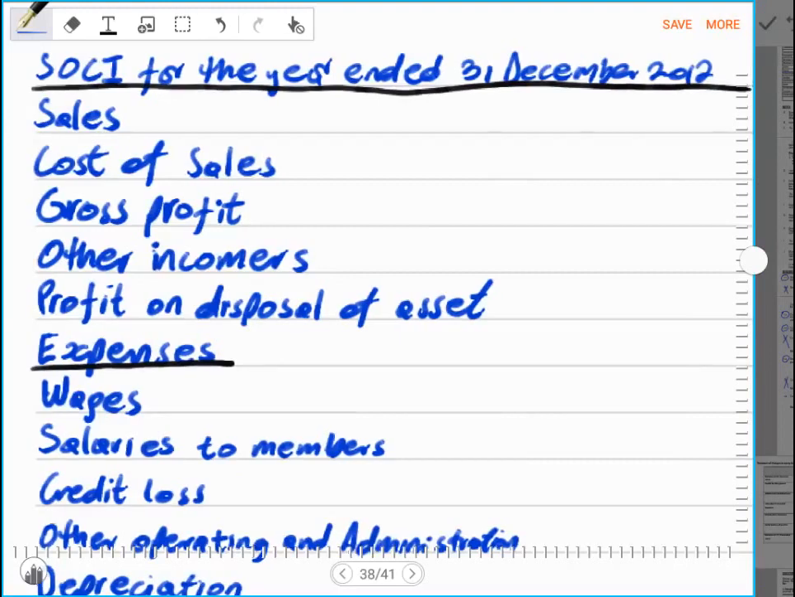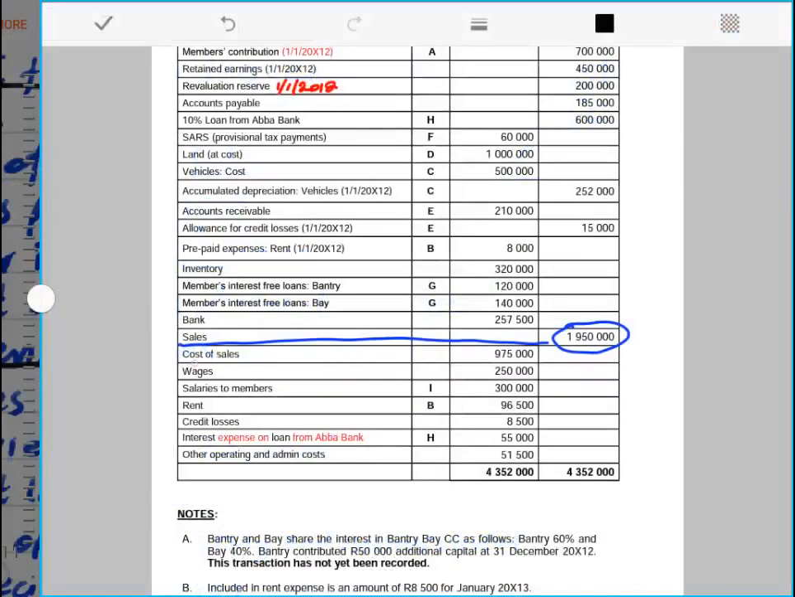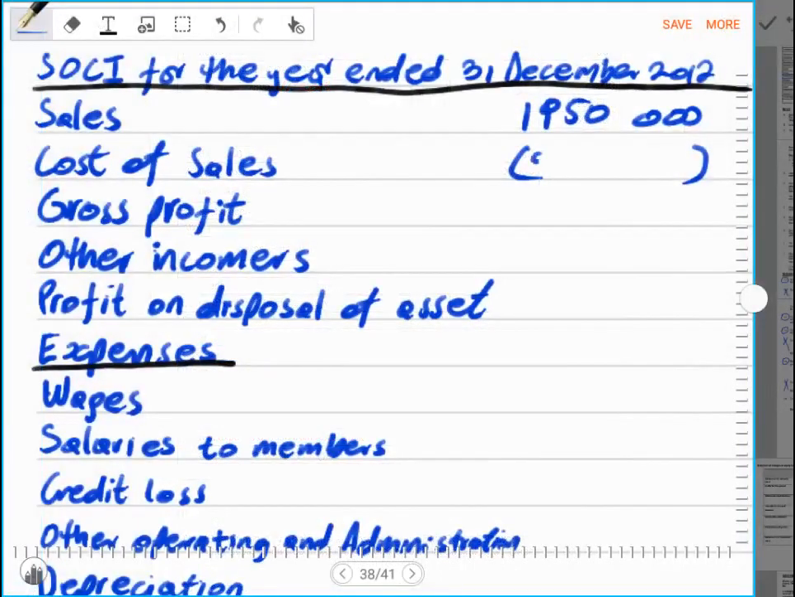I've just recorded the rough draft of the income statement, everything that was supposed to be there after I checked in my trial balance. So my sales is 1,950,000 rands. Therefore after the sales we will have the cost of sales, and the cost of sales amounts to 975,000 rands, and sales minus cost of sales will give us a gross profit of 975,000 rands. That will be the gross profit.